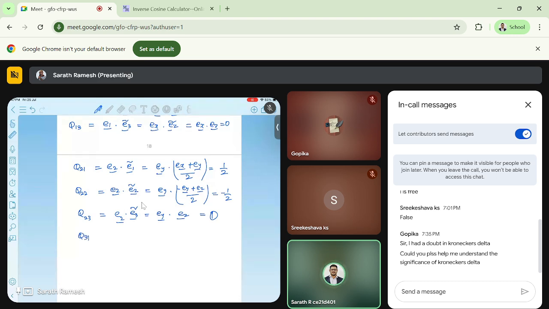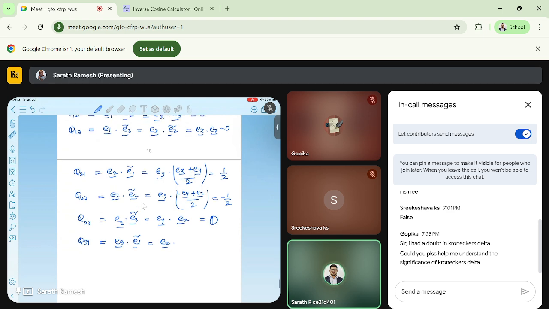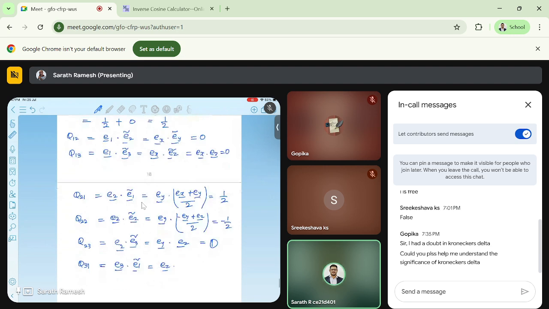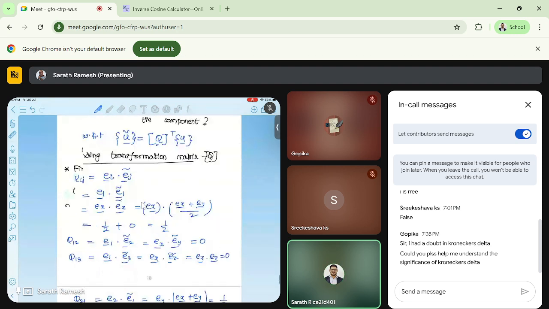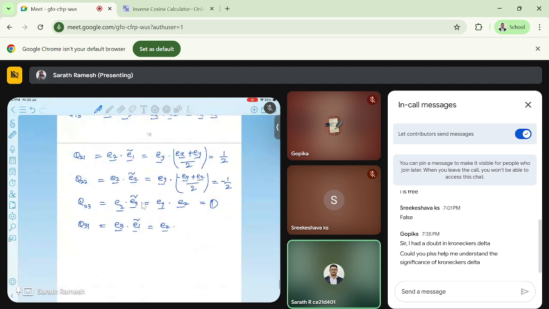What is Q31? E3 dotted with E1 tilde. E3 is here, Ez. And E1 tilde is what? E1 tilde is Ex plus Ey by 2. It's 0, right? Because there is no Ez component.